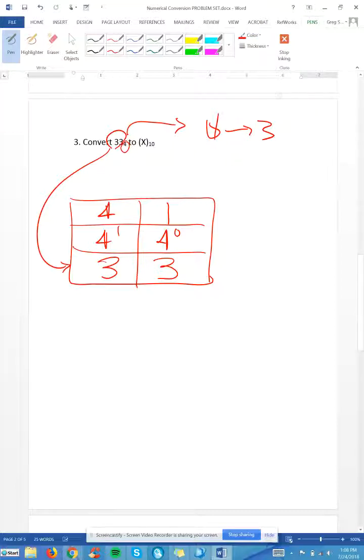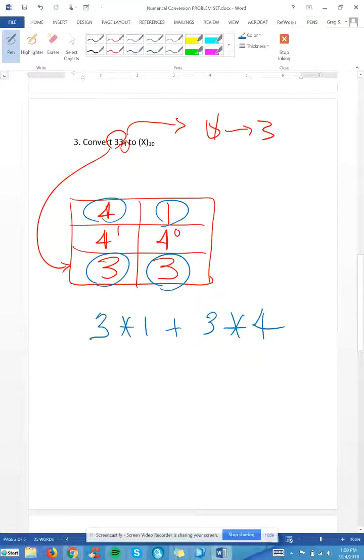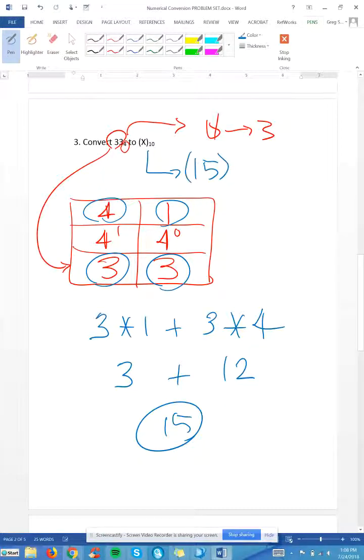I'm going to start with our first column value times the column weight, and then add to that the multiplication of the next column value by its column weight. Okay, so here we go. 3 times 1 plus 3 times 4. This is 3. This is 12 for a total of 15. So therefore, the conversion of 3, 3 base 4 is equal to 1, 5, or 15 base 10. That's our conversion. Okay? It's pretty straightforward.